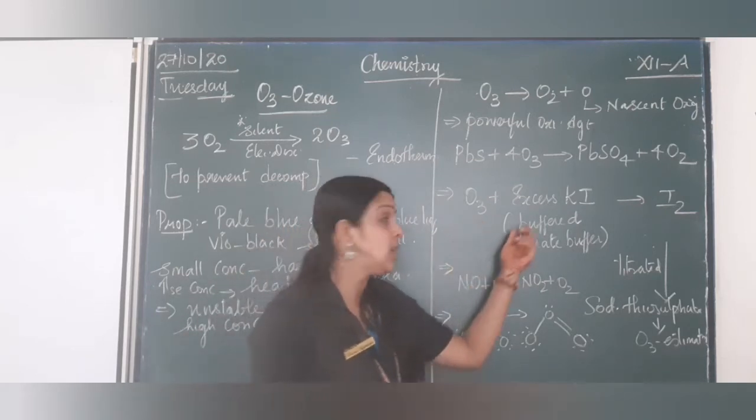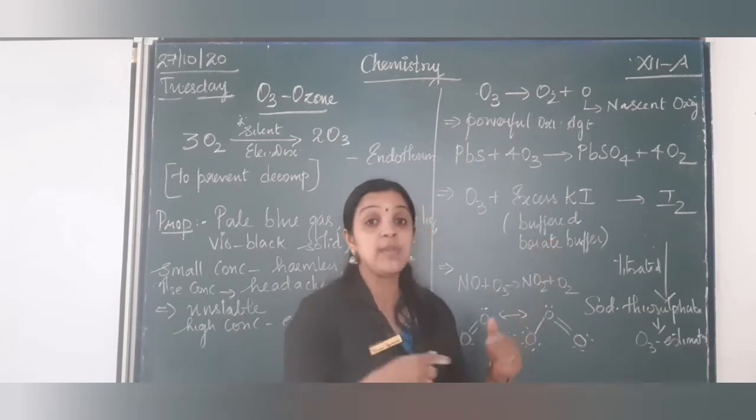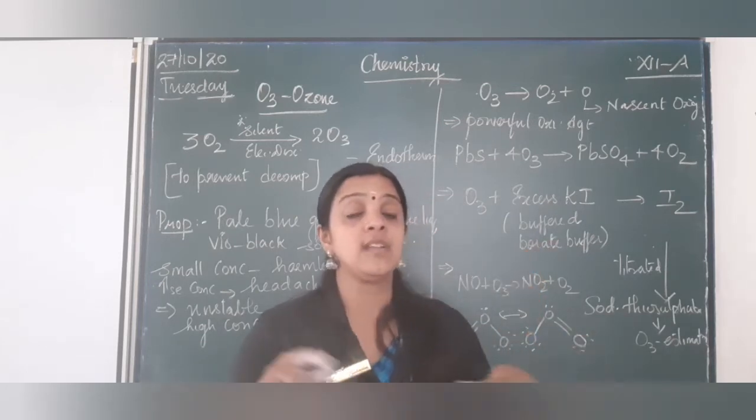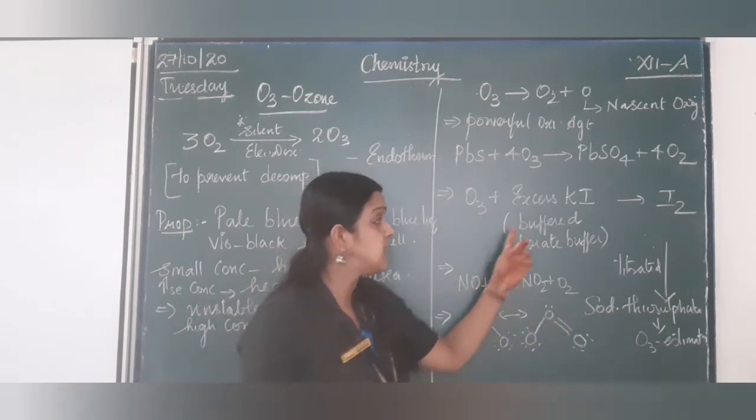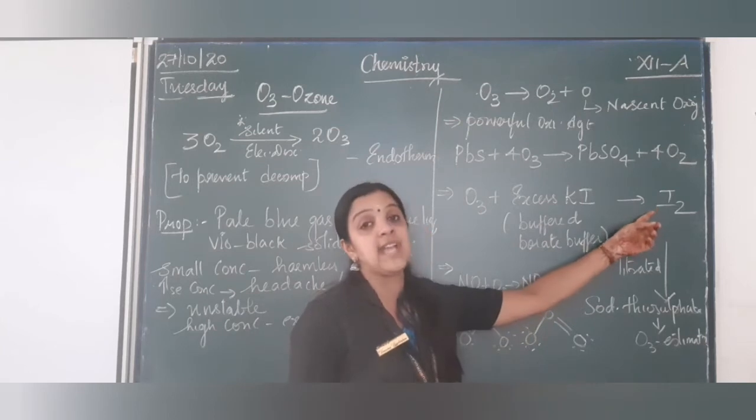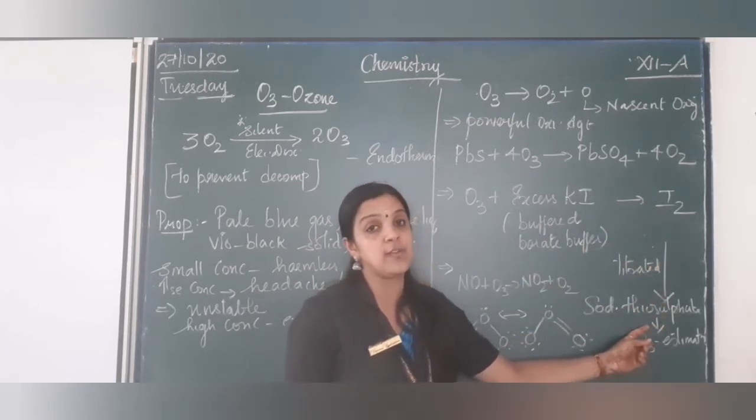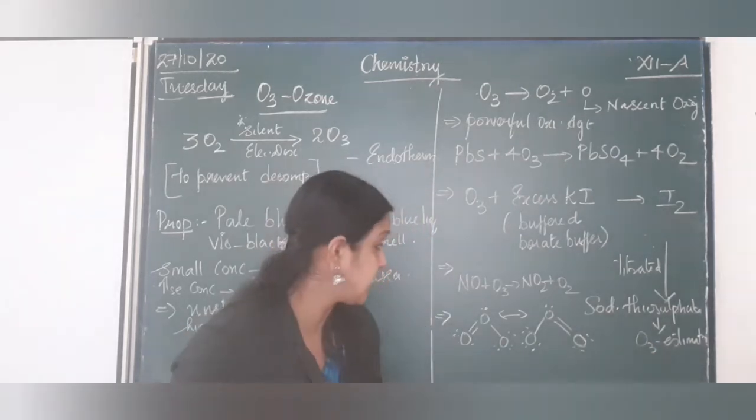That is, ozone, when it is treated with excess of potassium iodide, which is being buffered. We know what is a buffered solution, where the acidic and the basic character coincides together. So that buffered solution liberates iodine, and this iodine, when it is titrated with sodium thiosulfate, you can estimate the amount of oxygen gas that is liberated.